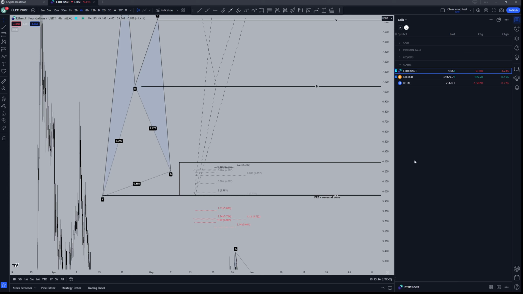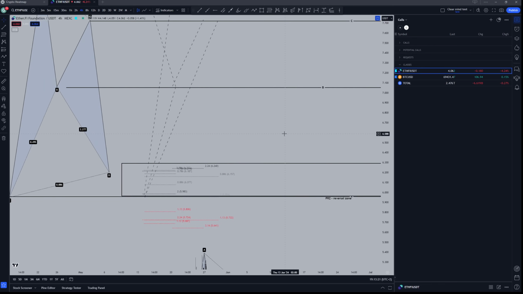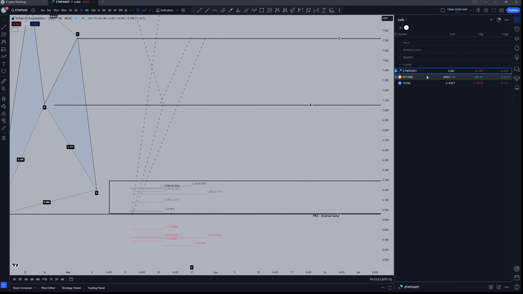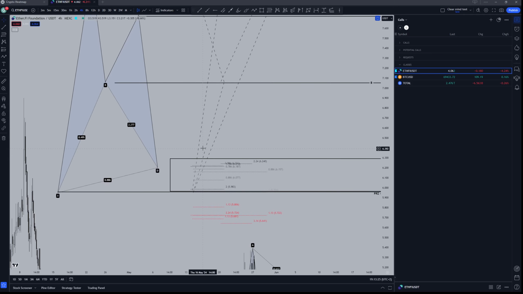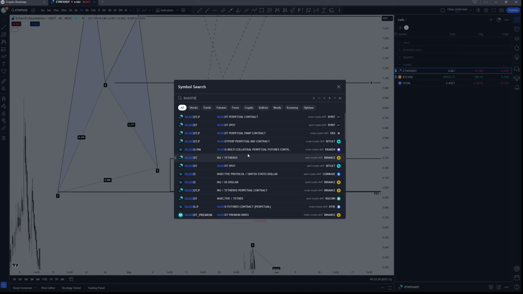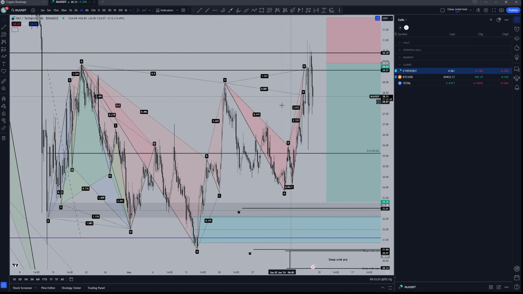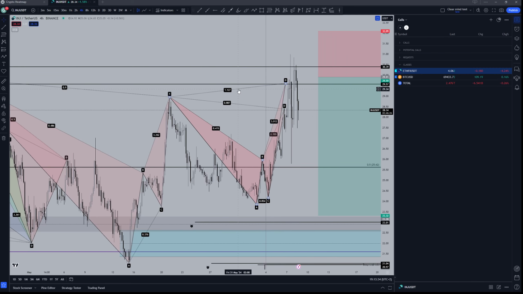And yeah, what Matt says is right. The harmonic isn't completed until the D is validated, which was the next part I wanted to show off. You need to see a reaction at D here. If I go to the injective chart, this is a very good example.